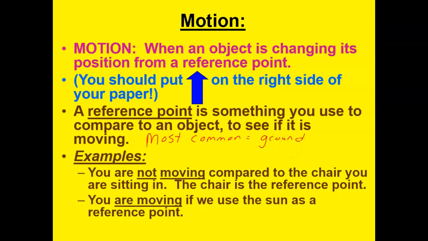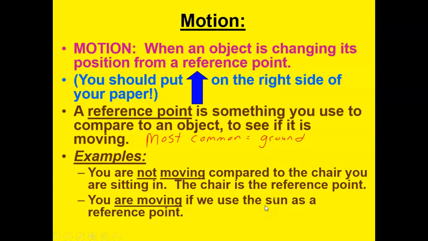Okay, so for example, your body is probably in a chair or maybe laying on the bed if you're doing distance learning, and you are not moving compared to that chair. You and the chair are together, you're staying together, you're not getting closer or farther apart from the chair. So you would say you're not moving compared to the chair would be your reference point, something you're comparing your body to. Are you getting closer or farther away from the reference point?